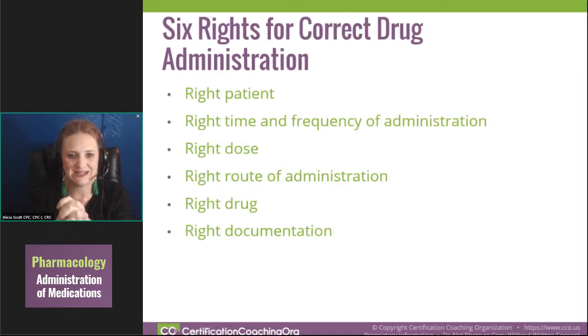There are 6 rights when it comes to drug administration. And when we say right, we mean, this is the way you remember that. You make sure first it's the right patient. Number one, Mrs. Susie Jones.